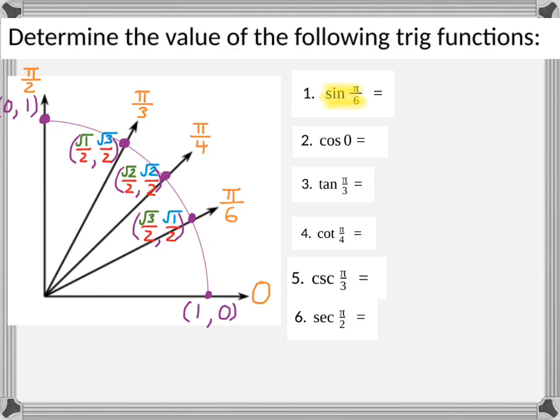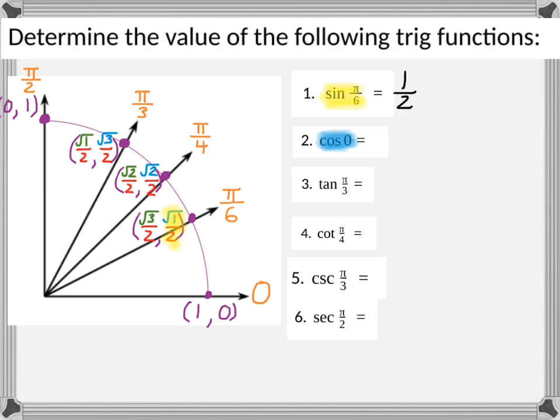So to find that value, I need to look at the pi over 6 ray on the unit circle, and the sine is the y-coordinate of the point. So that would be right here. So the sine of pi over 6 is 1/2. Now the square root of 1 is just 1. Okay, pretty straightforward. How about cosine of 0?